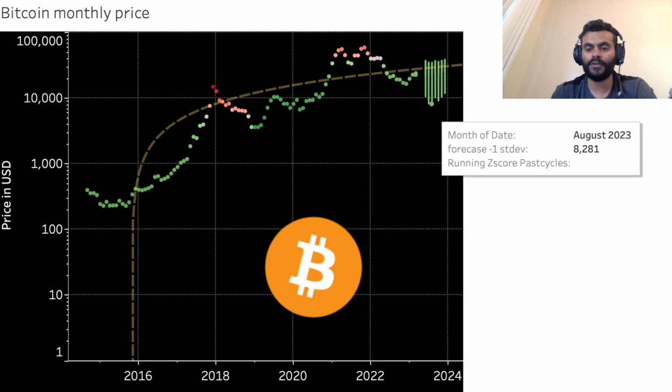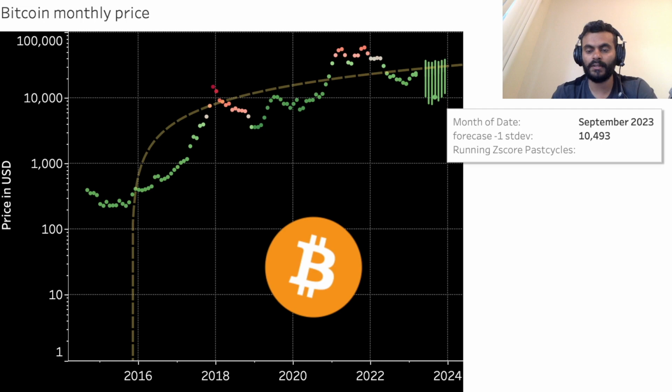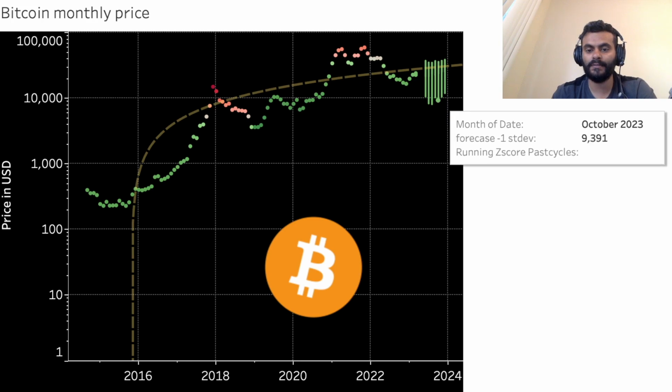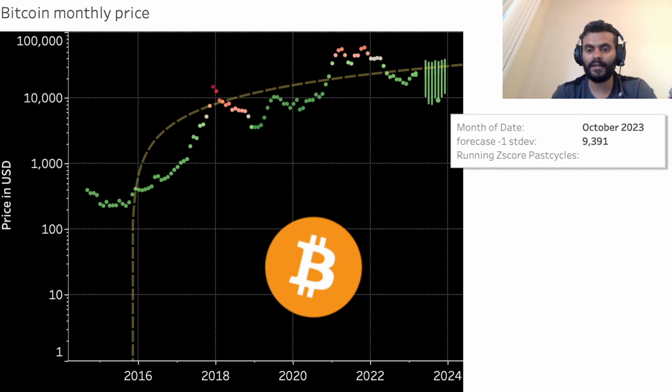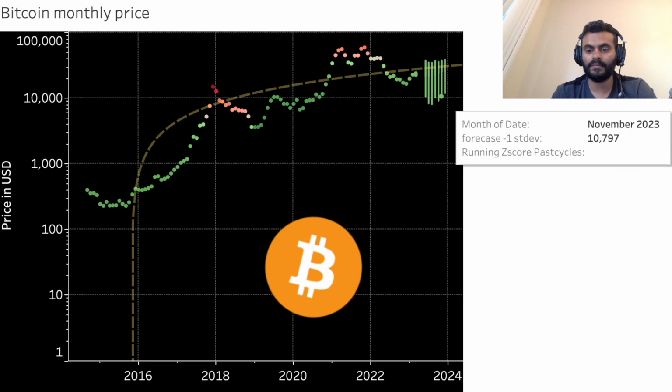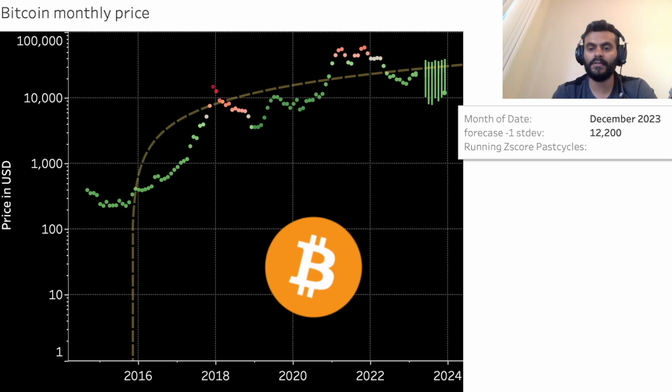Similarly, for August, the lowest value forecasted is around 8,200, and this assumes that we are in the middle of a recession. That's why the values you're seeing are fairly far from the current price of Bitcoin. And in September, the forecasted average price is around 10,493. In October, it is 9,391. In November, it's 10,797, and in December it is 12,200. So those are the forecasts that I wanted to share.